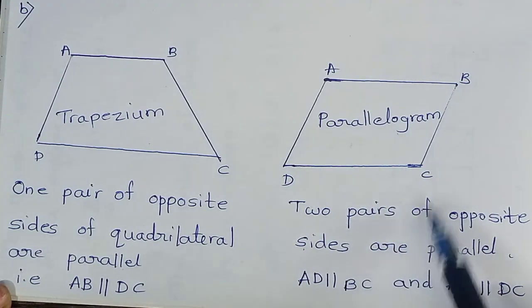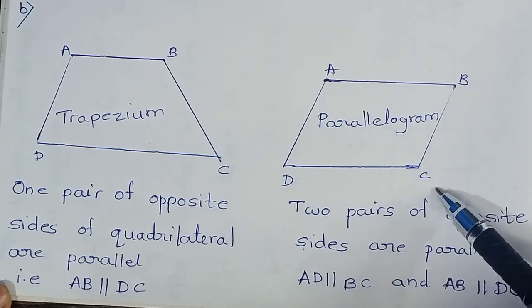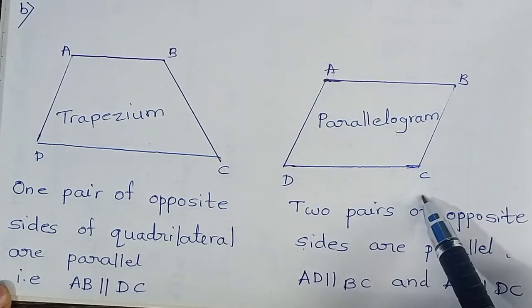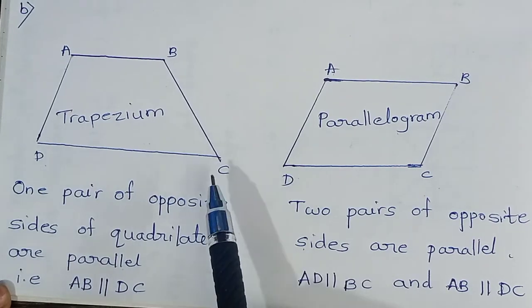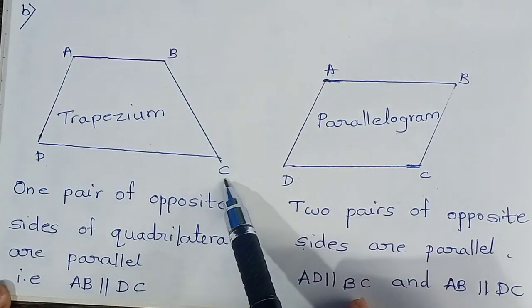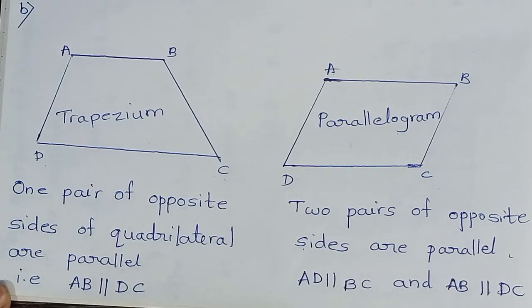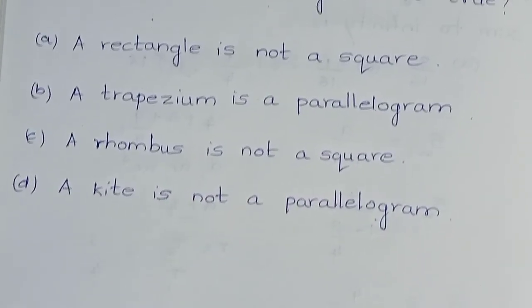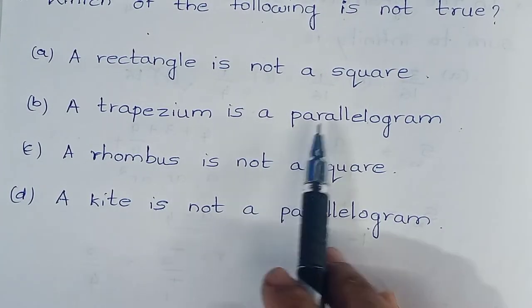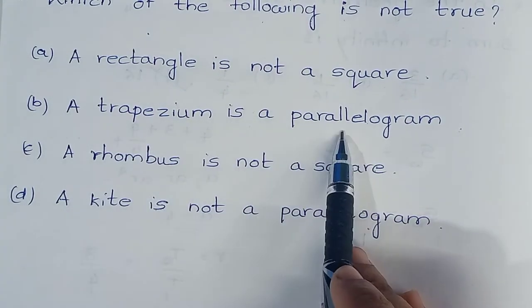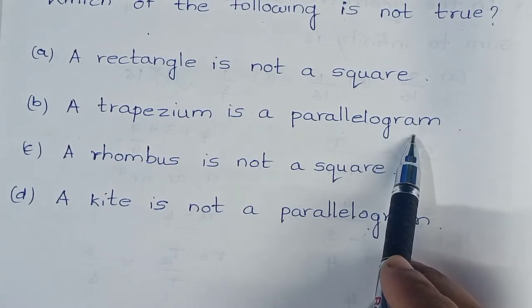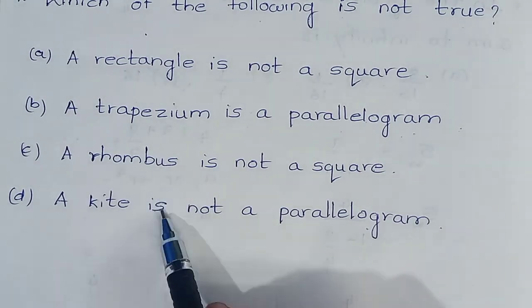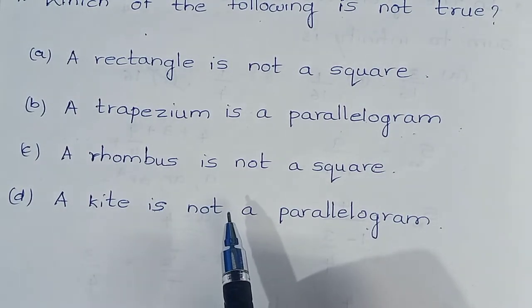It means in a parallelogram, AD is parallel to BC and AB is parallel to DC. But in a trapezium, AB is parallel to DC, but AD is not parallel to BC. Therefore, a trapezium is not a parallelogram. Therefore, option B is the false statement. A trapezium is a parallelogram. It is a false statement, and this is the correct answer. But let's see the other two options. Afterwards, let's mark the correct answer.